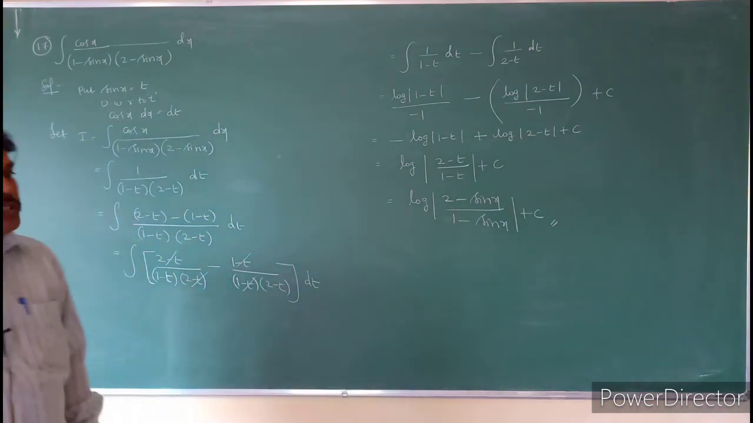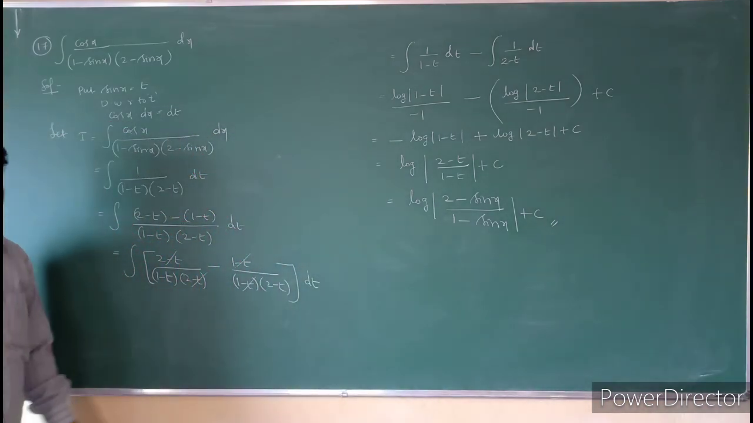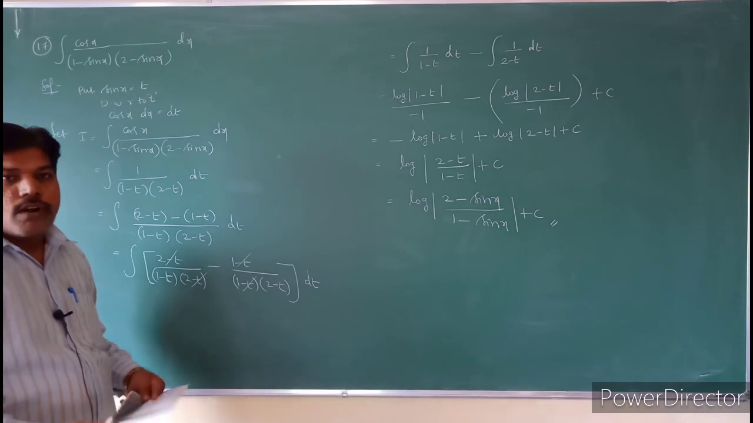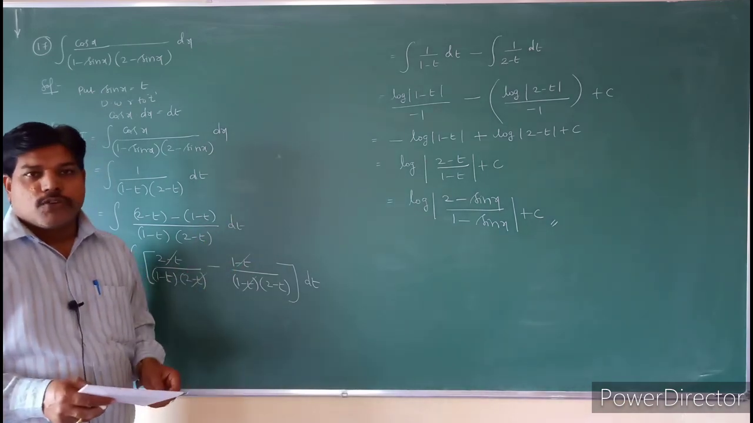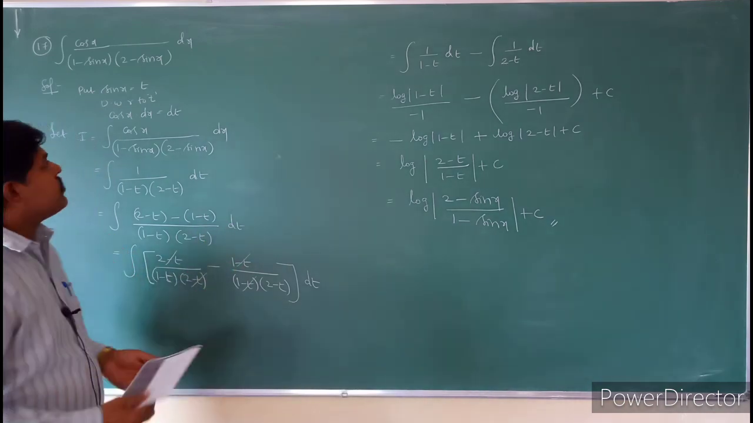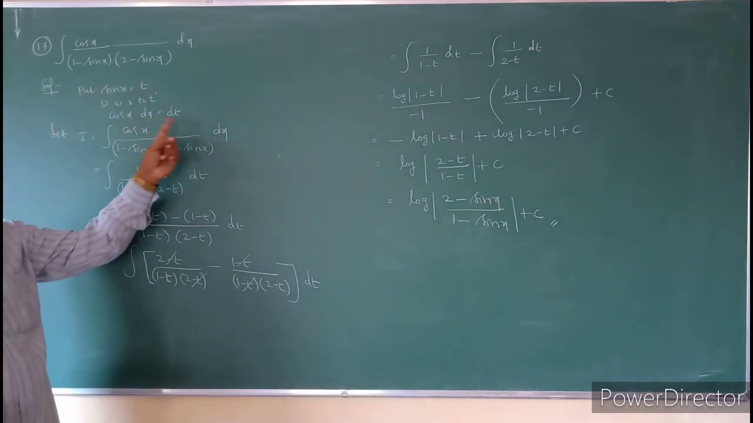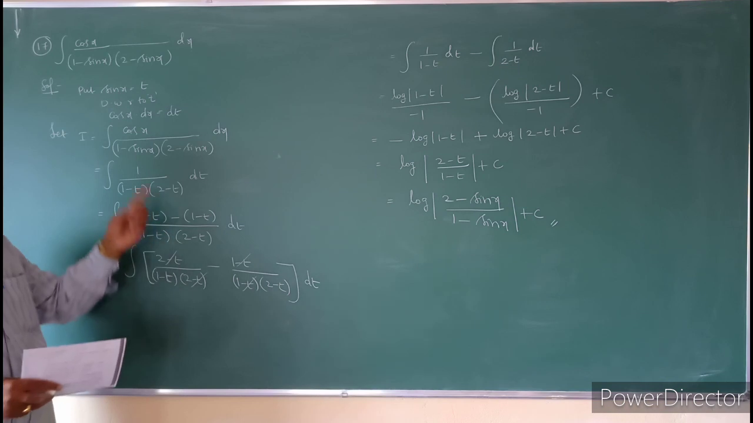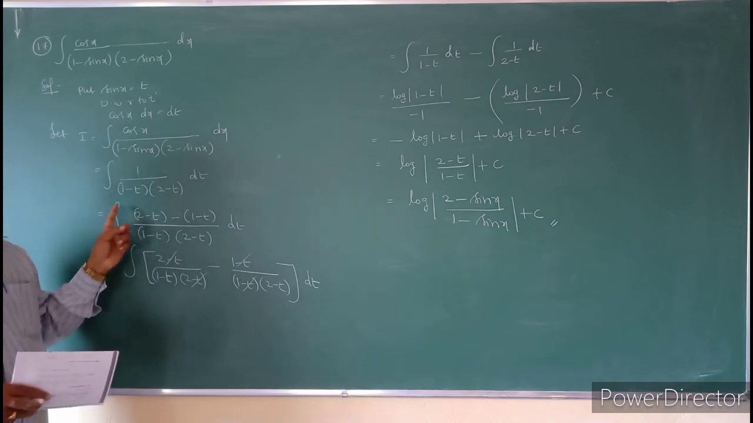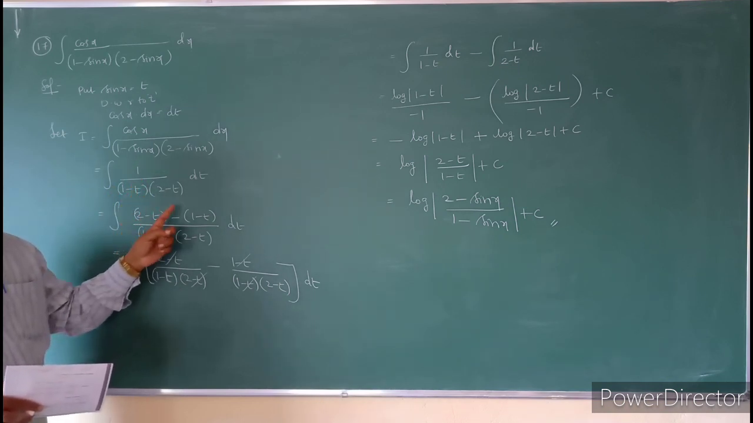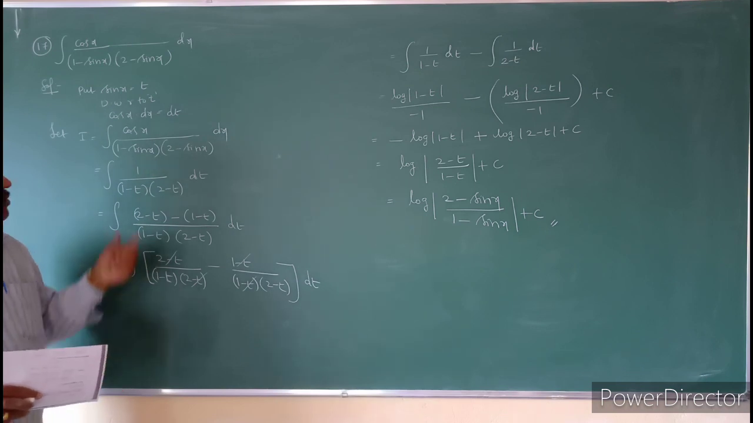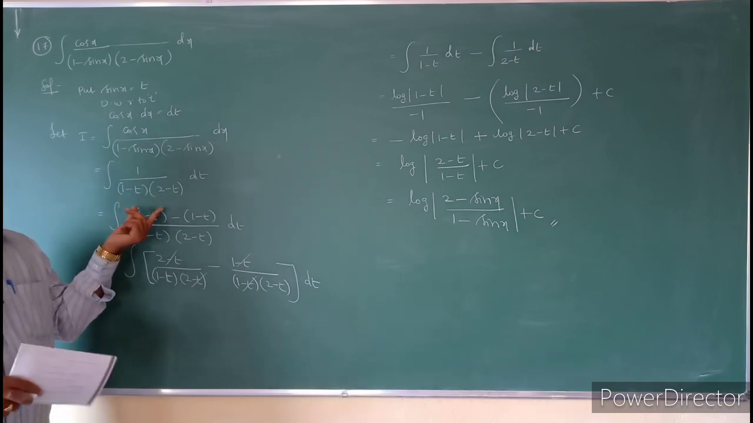So see that question, students, without using the partial fractions also. Some questions, not all the questions we can do this way. Some simple questions you can do in this method also. So see that question, students. First I am taking sin x equal to t, cos x into dx will become dt. So the problem will become integral of 1 by (1 minus t) into (2 minus t) into dt. So here you have to use the partial fractions actually.